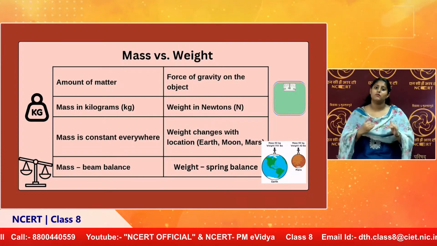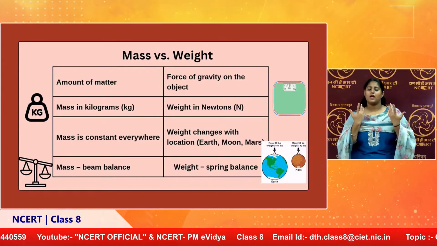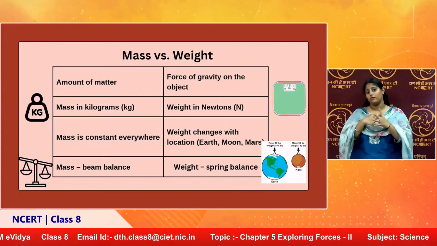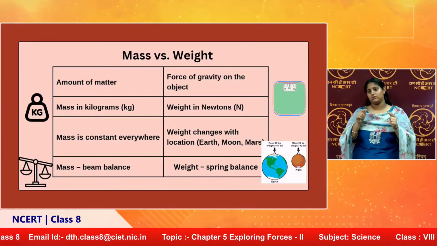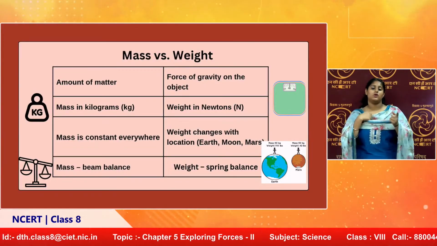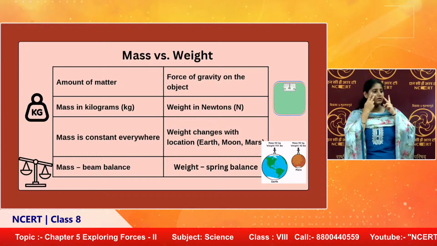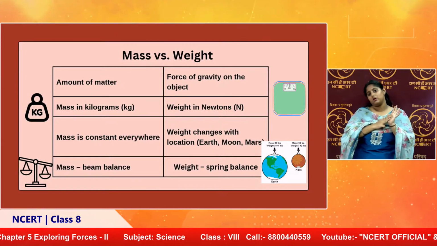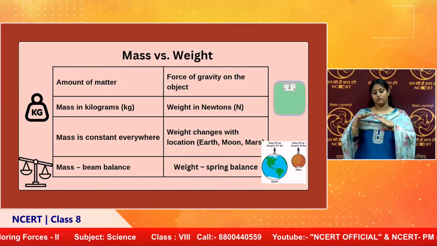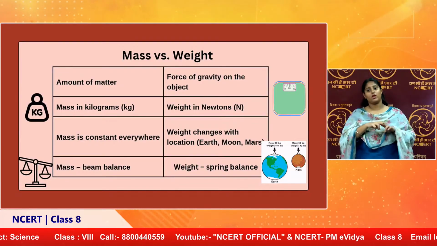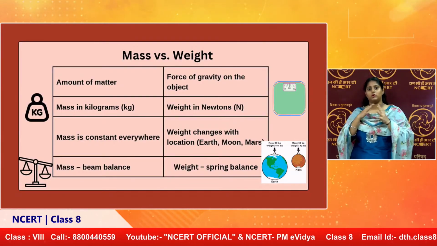Now mass is constant everywhere. Whatever is there inside your body, you go to the equator, you go to the pole, you go to the moon, and any other planet, the mass will remain the same. But weight will change because the value of g is changing. On Earth it is different, on the moon it is different, on Mars it is different. In the picture, I have given the comparison: mass is 50 kgs, but weight on Earth is 110 and weight on Mars is 42. So when you go to Mars, you will weigh less than on Earth.